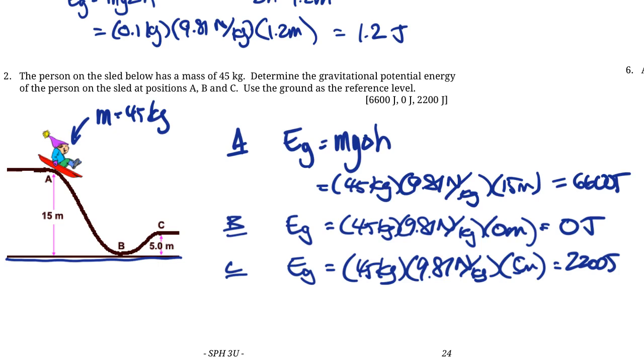The mass and the gravitational field strength don't change. So the answer is, at point A, they have the most gravitational energy because they're the highest up. At point B, no gravitational energy because they're at the ground. And C, they have 2,200 joules of energy, so somewhere in between.